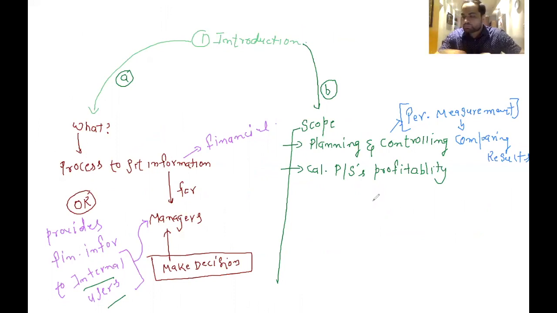Okay, so calculating product profitability, this is a very important thing, and this is the job of the management accountant. Financial accountants, they don't do that, right? I am planning to produce this product. Is it profitable to produce or not? Who will decide? The management accountant will decide. That's the meaning of role and scope of the management accountant.